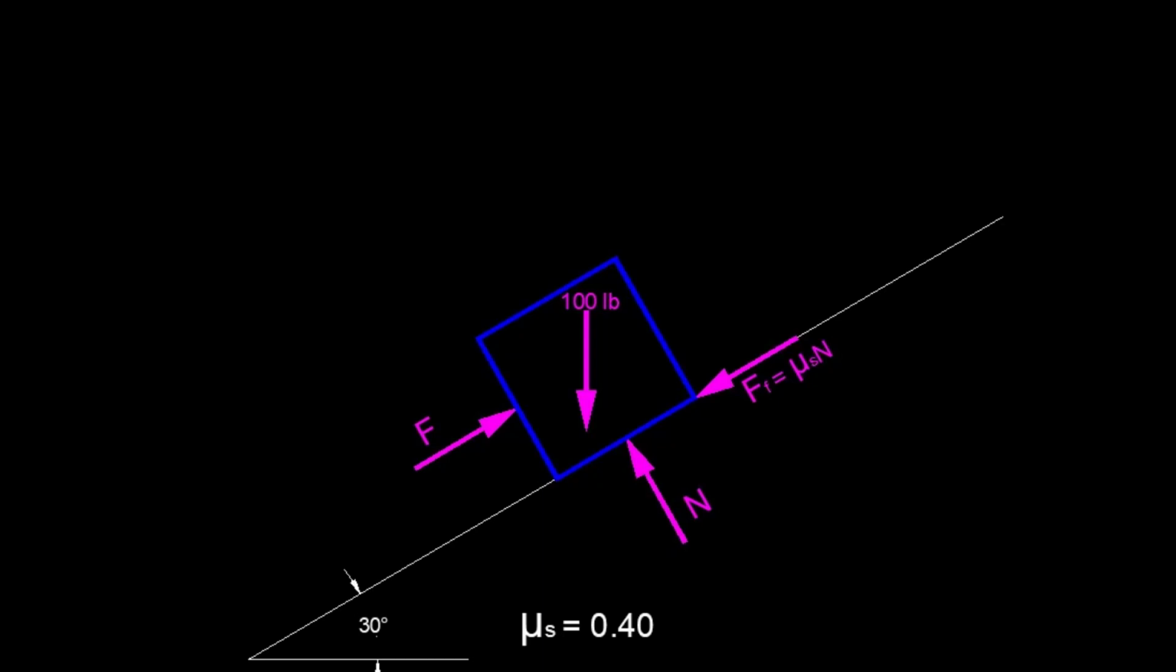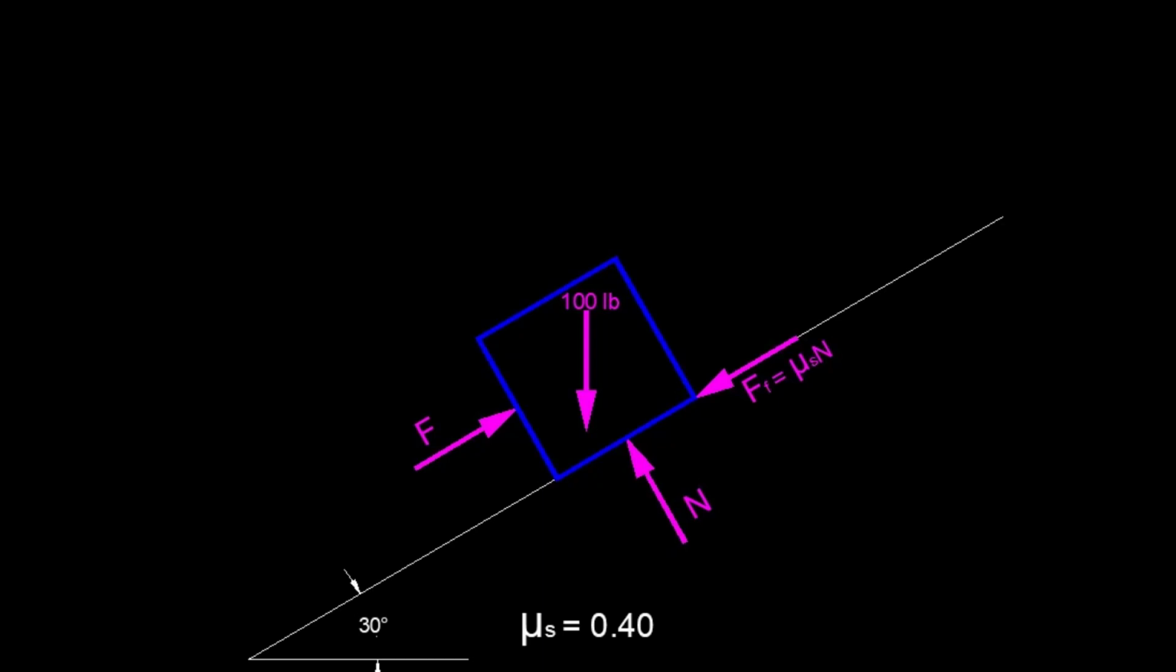Okay, here we have a block on a slope. It's at a 30-degree slope, and we have a box that weighs 100 pounds. What we're trying to do now is to determine what force is necessary to push this block up the slope. So it has to overcome two things. It has to overcome the weight of the block, pushing against gravity towards F, and it has to overcome friction.